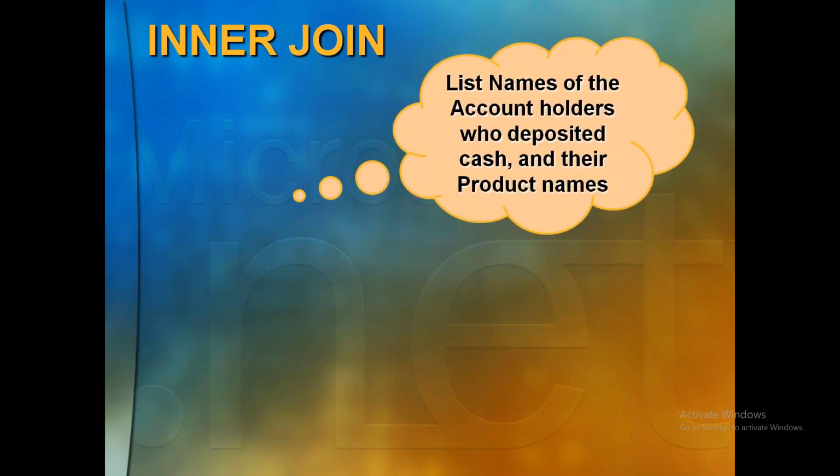List names of the account holders who deposited cash and their product names. Now you need to analyze how many tables I should join. List names of the account holders: you know that you should use the account master table. Fantastic. Who deposited cash? Where is this information available? This is available in the transaction master table. Product names are available in a table called product master table. So I need to join three tables: account master, transaction master, plus product master.